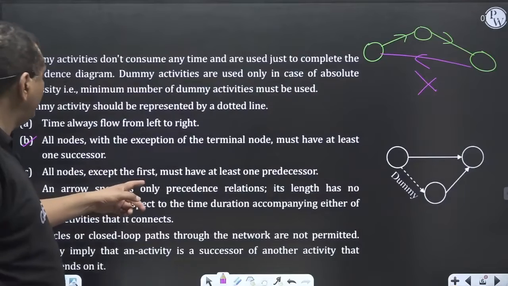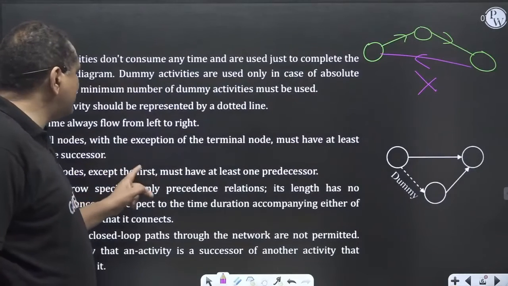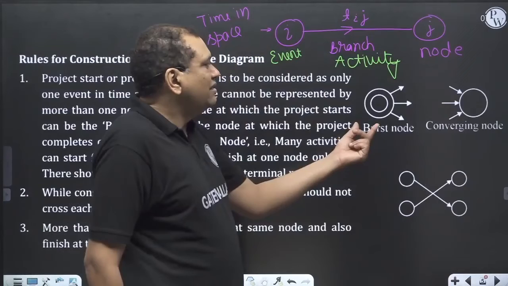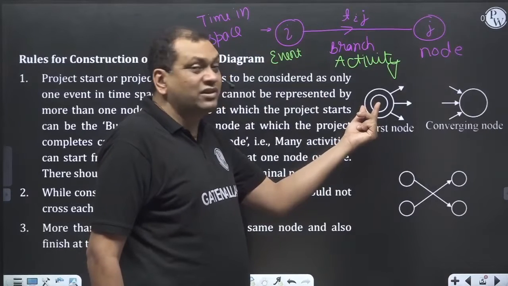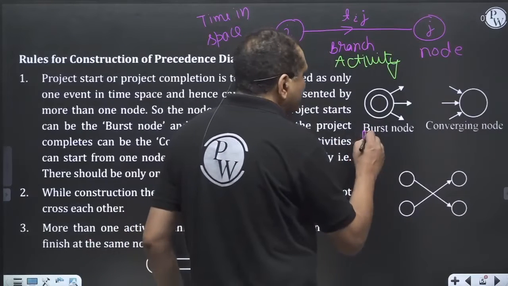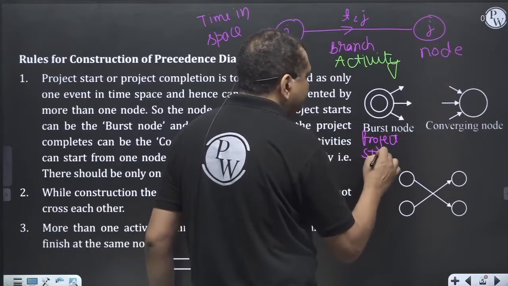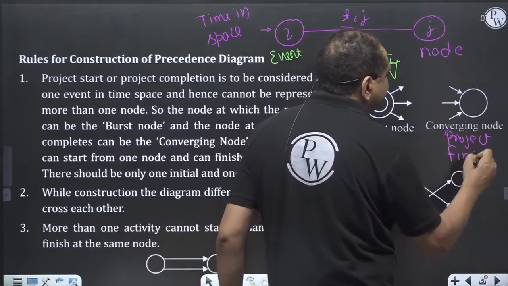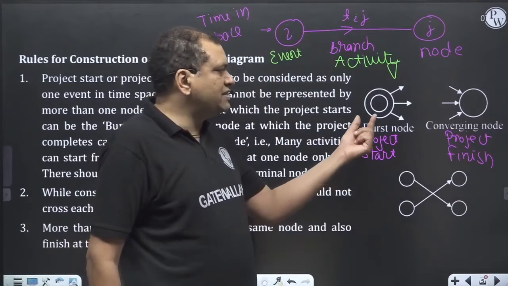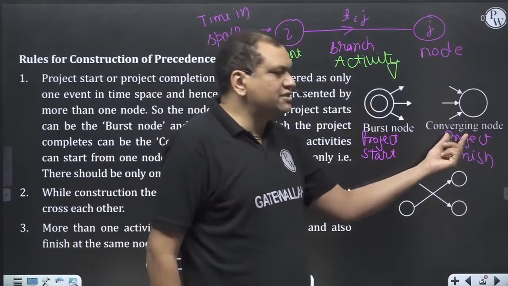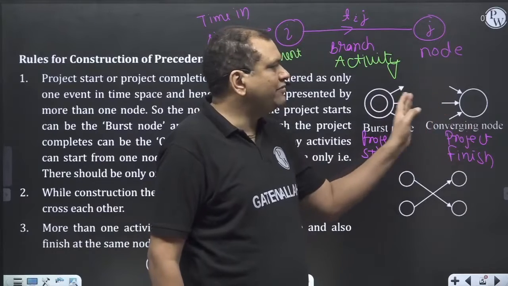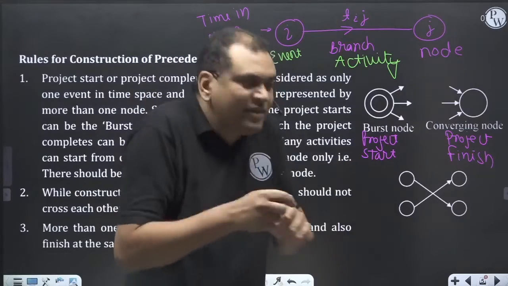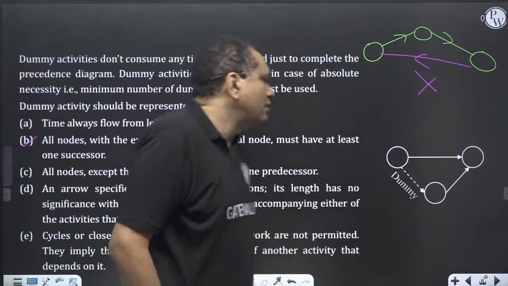An arrow specifies that all nodes except the first must have at least one predecessor. So there is no activity before the burst node or starting node. It's the project start. And this is the project finish. So there is no predecessor before that, and there is no successor after that. But in between, there will be predecessor and successor. Successor means after that. Predecessor means before me. So that is the meaning.